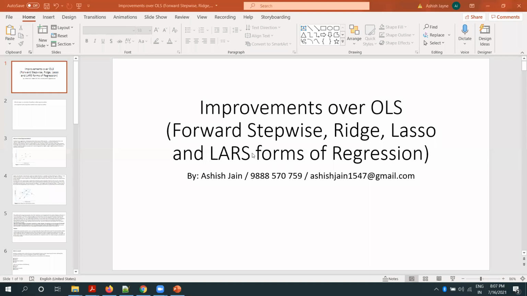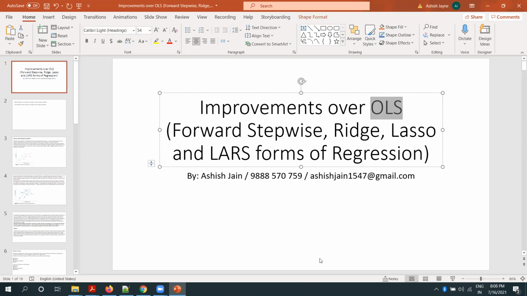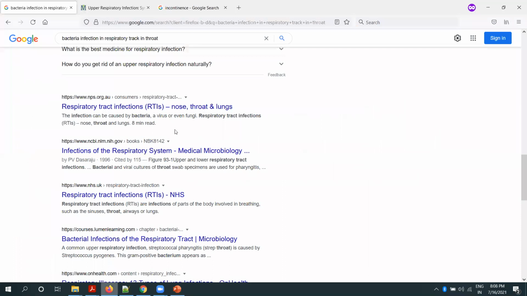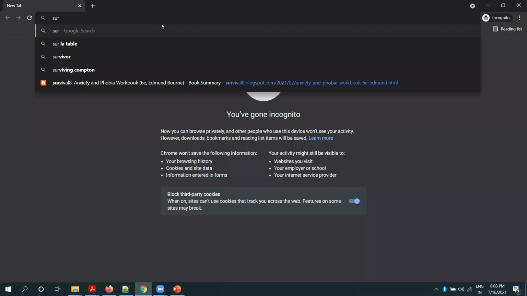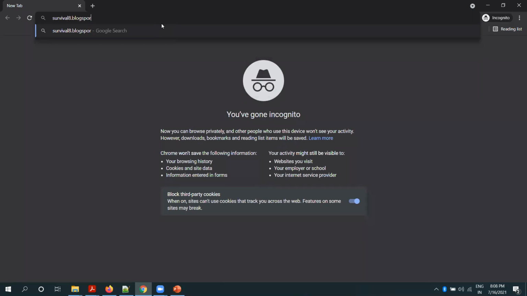Today we look at forward stepwise, ridge, lasso, and LARS forms of regression. Now, if you didn't follow the previous session and do not know much about LARS, we have that page available for your review over here.